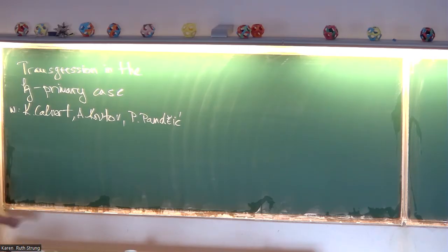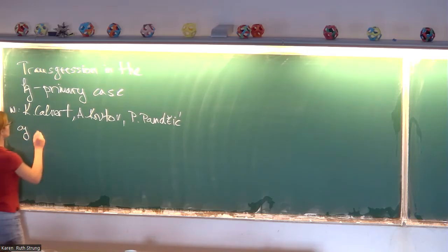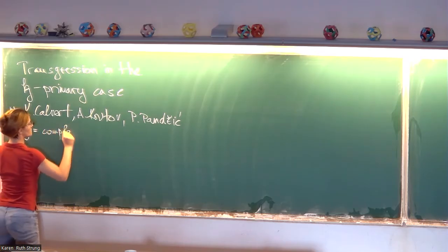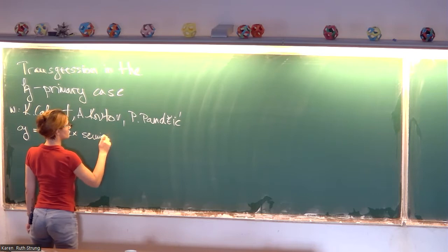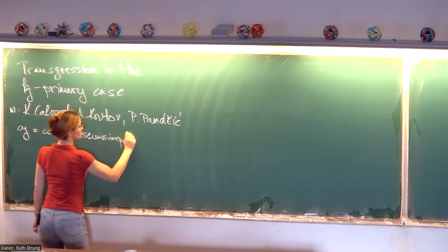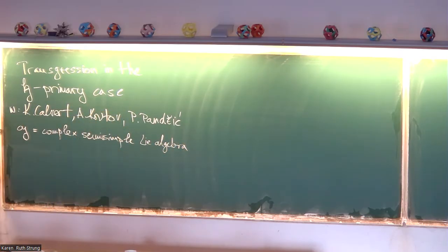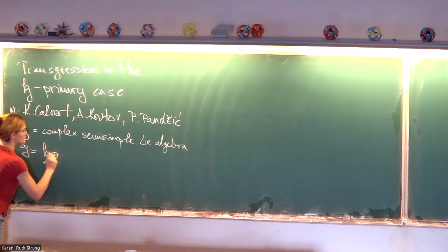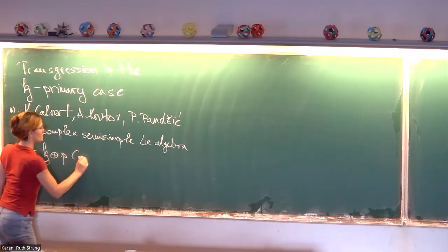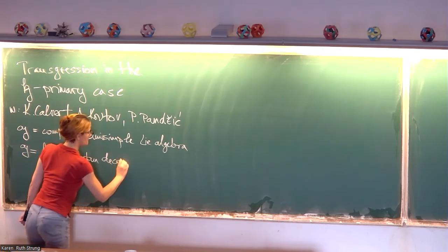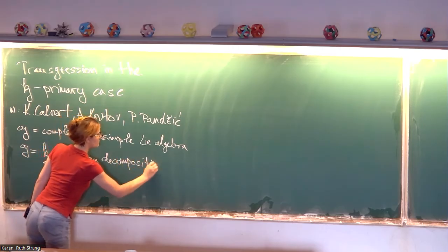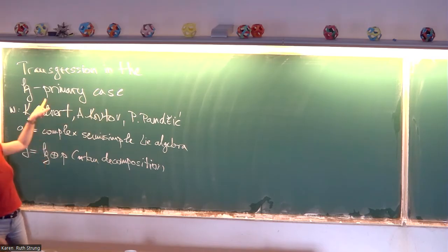I will start with a semi-simple complex algebra G. And let's take its Cartan decomposition. So K plus P. So this K is the same one here.